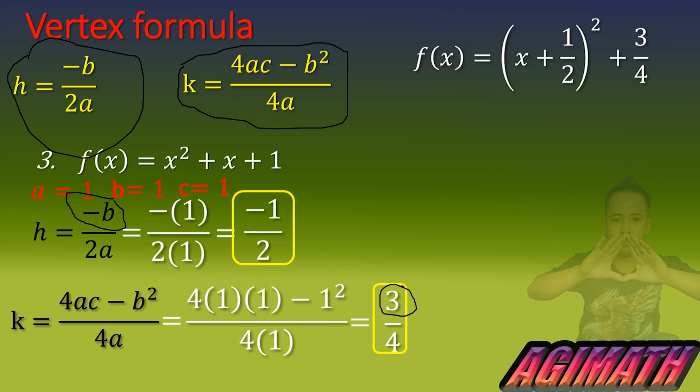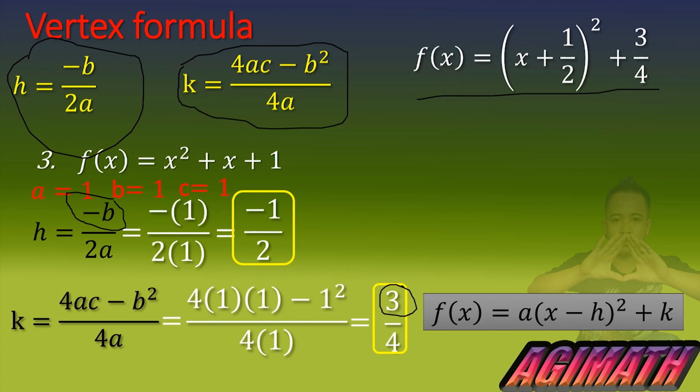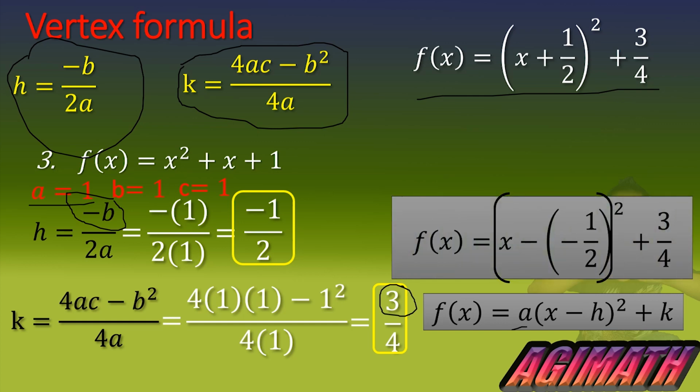Now, to have this vertex form, we are just going to focus on the vertex form, which is f of x equals a times the quantity x minus h squared plus k. Now, we know that a is equal to 1, so we don't have a problem on this part. So we just copy f of x equals, again, a is equal to 1, x. We're going to follow the form again.